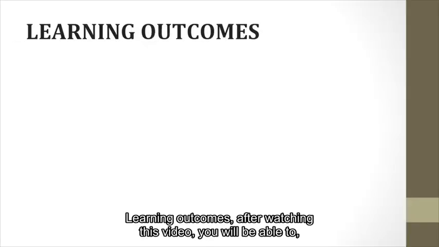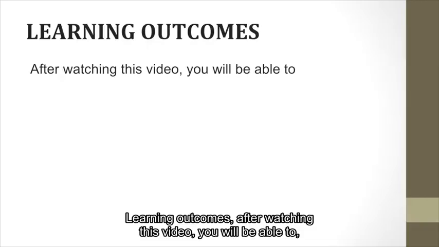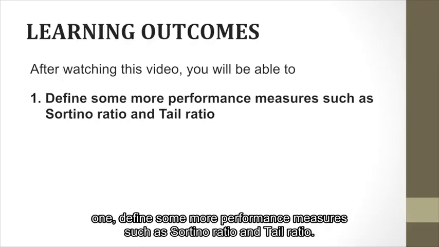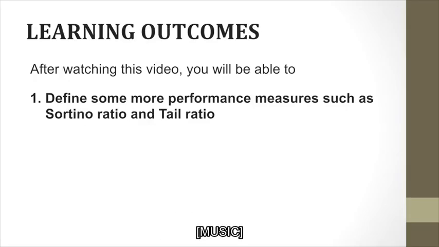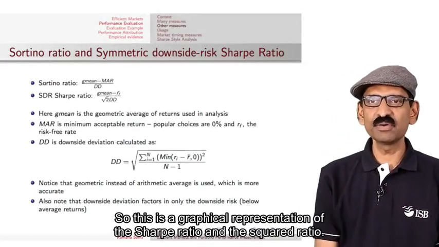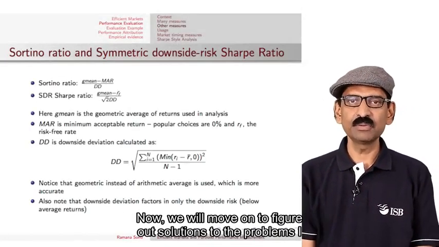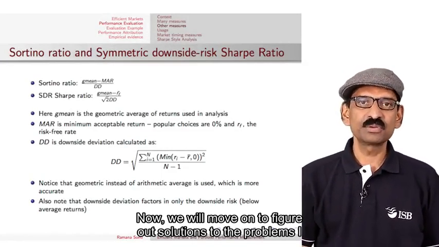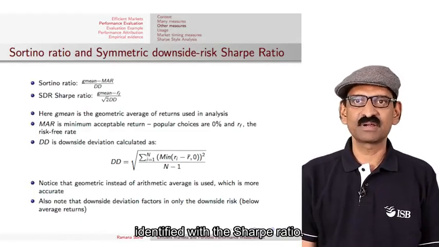Learning outcomes. After watching this video, you will be able to: 1. Define some more performance measures such as Sortino ratio and tail ratio. So this is a graphical representation of the Sharpe ratio and the M-square ratio. Now we will move on to figure out solutions to the problems I identified with the Sharpe ratio.